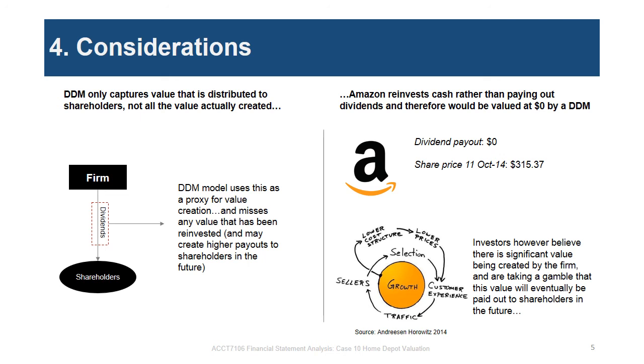However, the current share price is over $315. This shows that investors believe that Amazon is creating value and that may benefit shareholders in the future. And this is a good example of when a DDM model valuation is inappropriate.